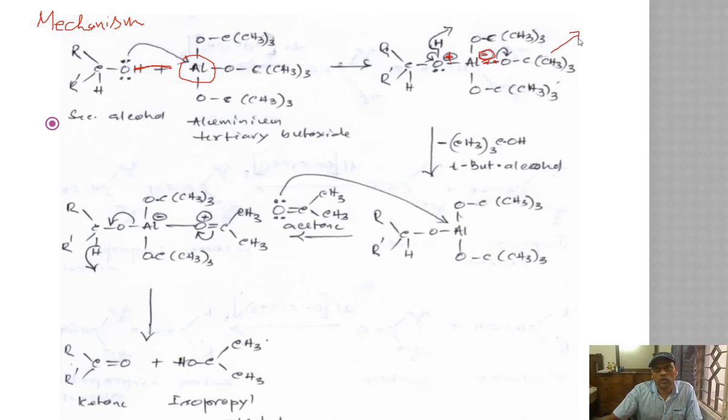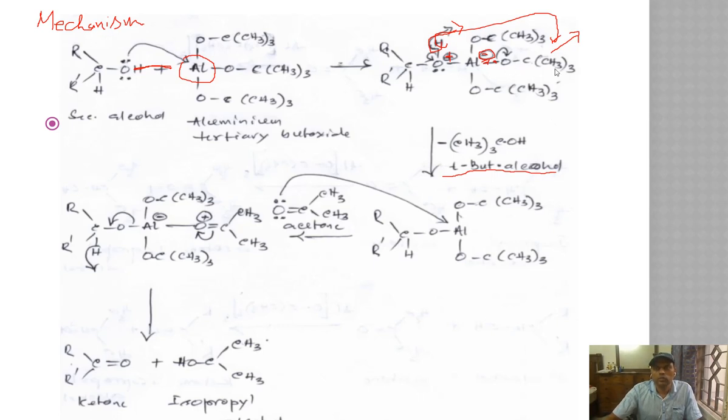While going out, because the oxygen is positive now, the electrons between O and H are going to get attracted to the oxygen. That's why this hydrogen is going to go out, and this hydrogen is going to go out, and they are going to join with this and this. So you are going to get tertiary butyl alcohol.